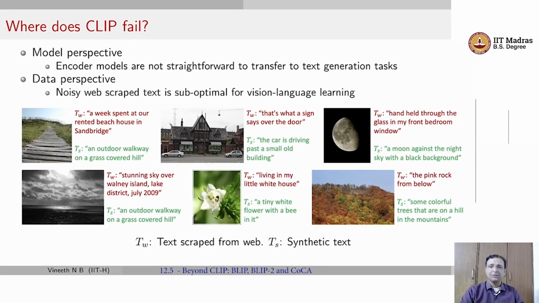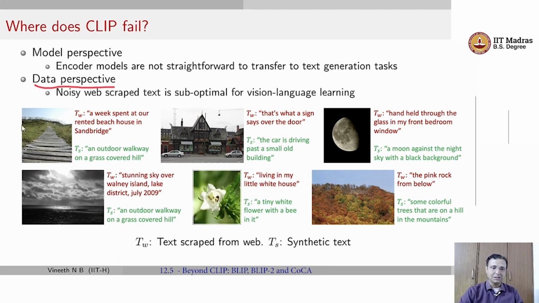A second perspective is one of a data perspective, where CLIP used web scraped data as the dataset to build their model. One of the follow-up works which we are going to discuss now, called BLIP, shows that such noisy web scrape data may not be completely optimal for vision language learning.